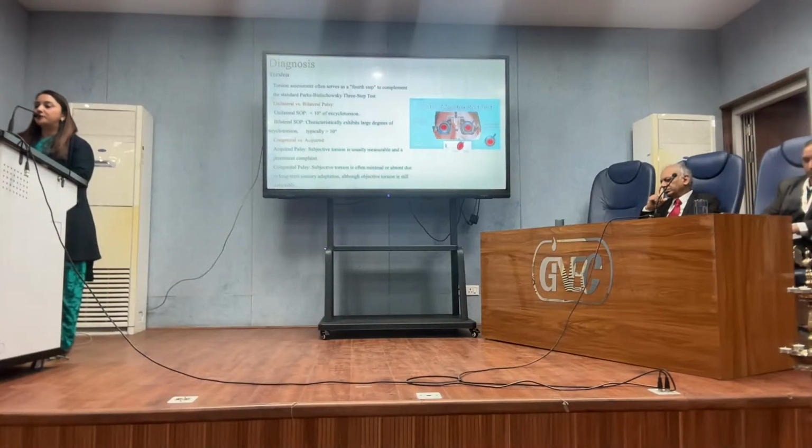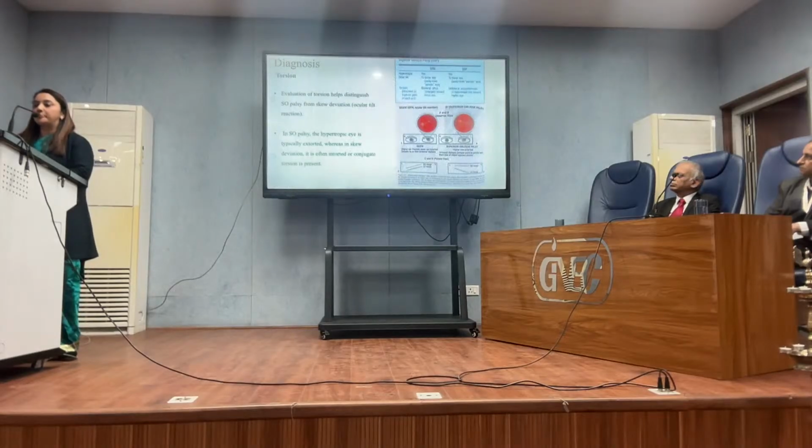It helps to differentiate between a unilateral and a bilateral SOP. A unilateral SOP would typically have less than 10 degrees of excyclotorsion, and a bilateral one would have a larger degree, typically more than 10 degrees. It can also help to distinguish between congenital and acquired as an adjunct. In acquired palsy, subjective torsion is usually measurable and a prominent complaint. In congenital, it is often minimal or absent due to long-term sensory adaptation. Although objective torsion we can still record by means of indirect ophthalmoscopy or fundus photography.